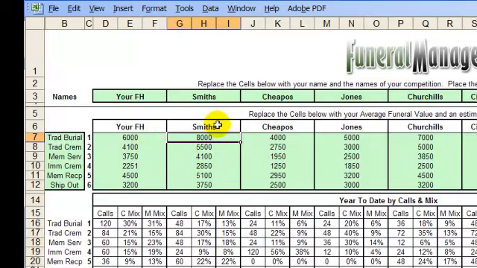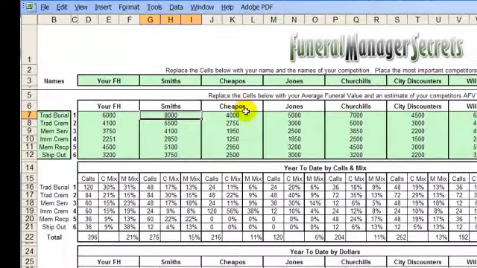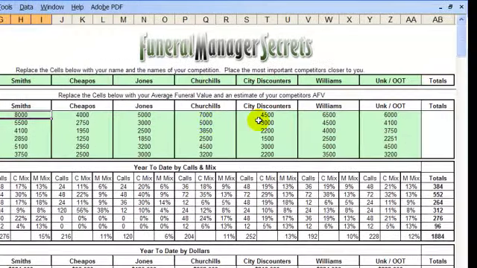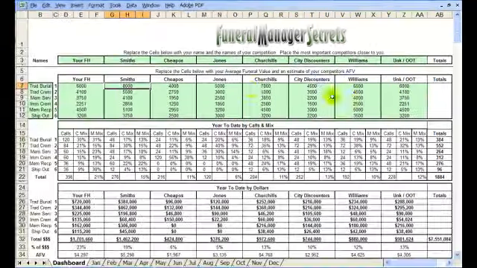And you can see here, the Smiths I put as kind of the higher end funeral home. Cheapos, well, they're the cheapos. The Joneses and the Churchills are kind of middle of the road. And then we've got the city discounters, and then we've got the Williams. So again, this is just for an example, but that's what I've done here.